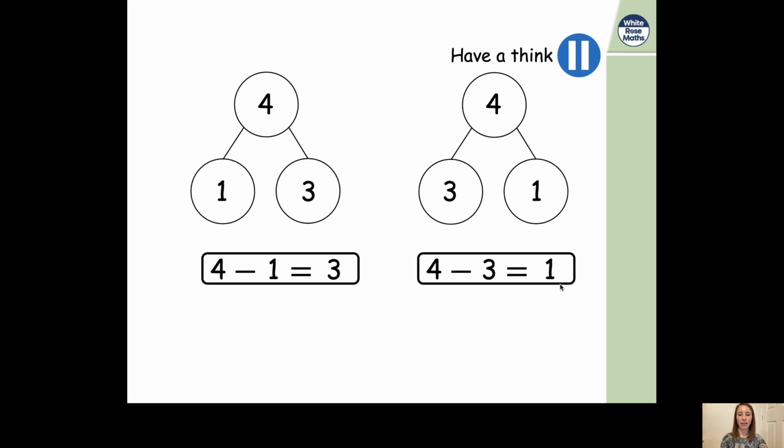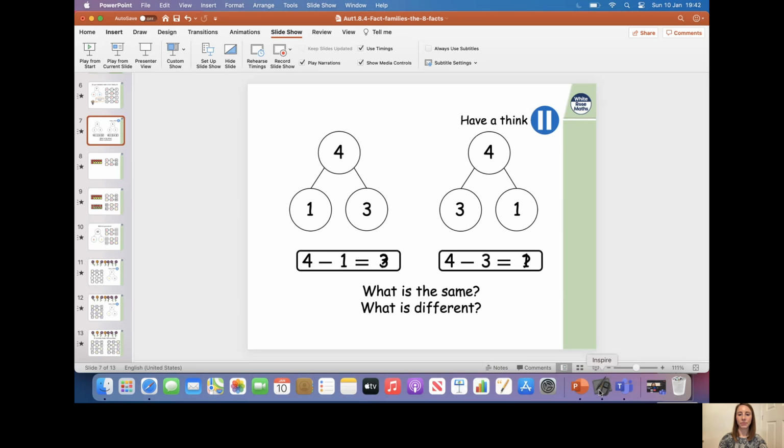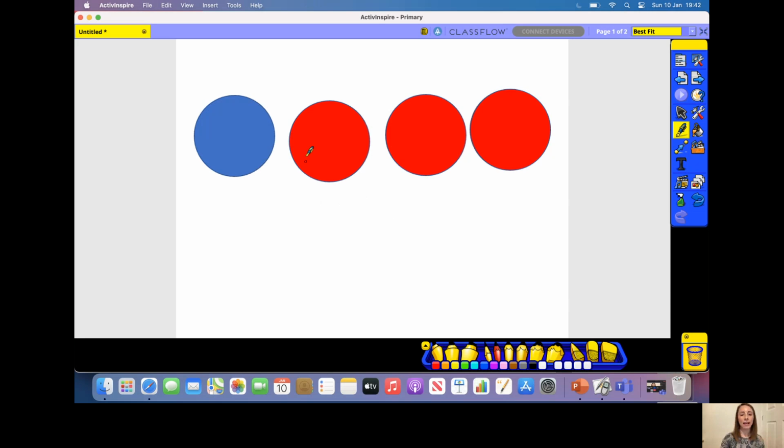Okay, I'm going to show you that using some counters. So I've got one blue counter and 1, 2, 3 red counters. So I'm starting with 4 and I'm going to take away one blue counter to start off with. So take away 1 equals, so I'm going to cross it out. I'm going to use my crossing out method. So 4 take away 1, how many are left? 3. 4 take away 1 equals 3.